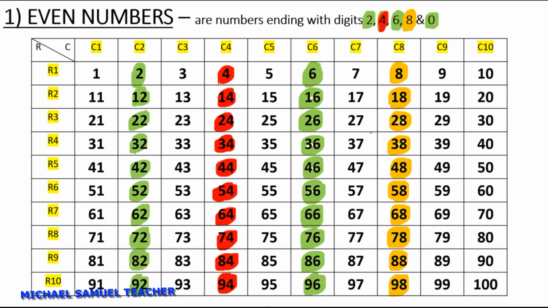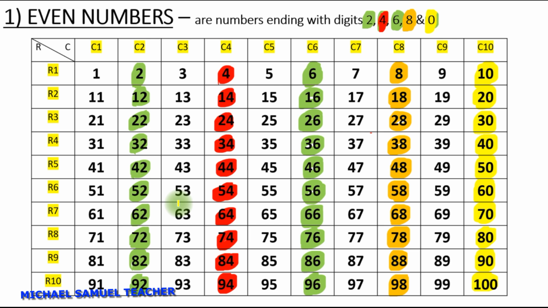And lastly, numbers that end with 0. So we have the last column, column 10. These numbers ending with 0 are all even numbers. So for you to know an even number, we basically have to know which digit the number ends with. All of those digits that I've circled, they are even numbers.